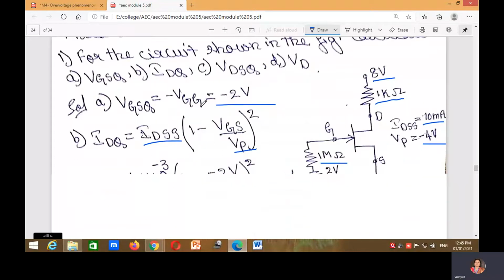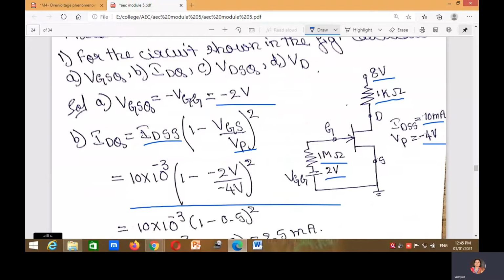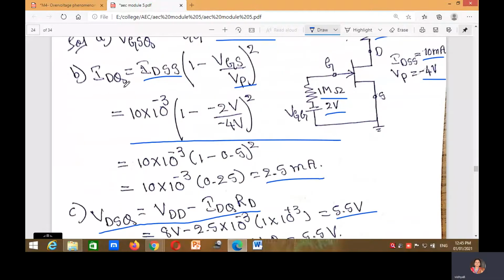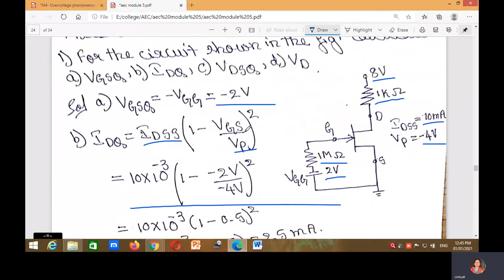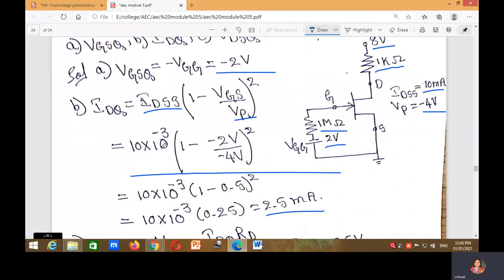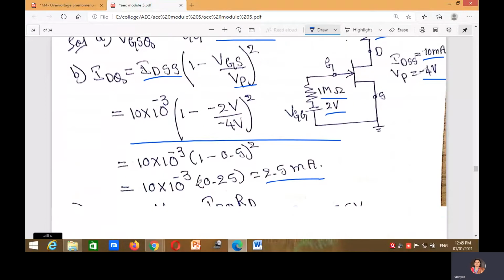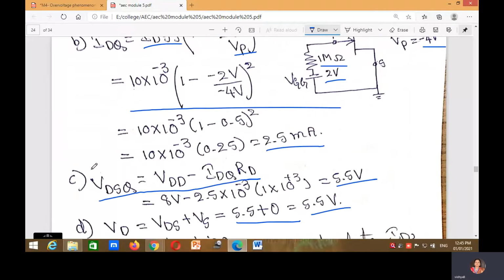VGS is equal to minus VGG, and they have given the VGG value as 2 volts. So VGSQ is equal to minus VGG, that is minus 2 volts. IDQ is equal to IDSS times (1 minus VGS divided by VP) whole square. We know the values of VGS and VP, which they have given in the question only. So substitute the parameter values and you will get the IDQ value, 2.5 milliamps.